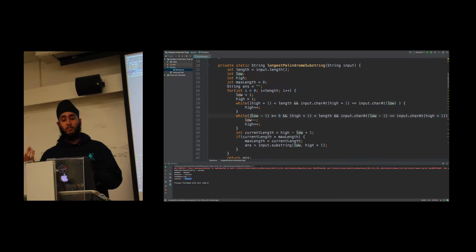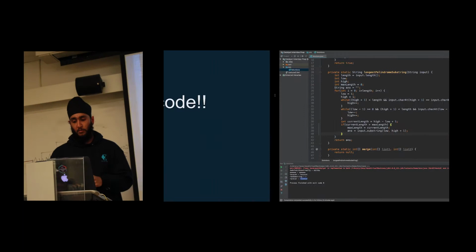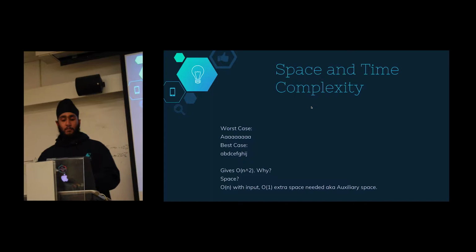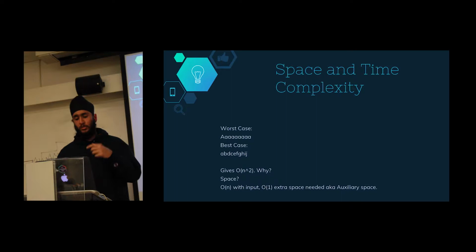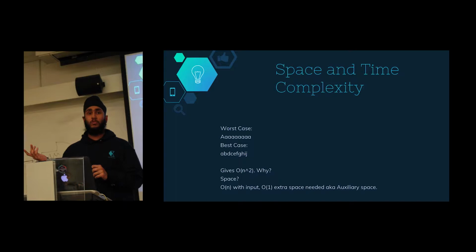Right. So it seems like this algorithm has been pretty much solved. And then we'll talk a little bit about space and time complexity. Those are all things that you want to talk about with your interviewer, just to make sure that there are no little suboptimal tweaks, or to check for worst cases. So for example, the worst case is the string of all A's, and the best case is when you have all individual characters and you don't really have to check for a palindrome.